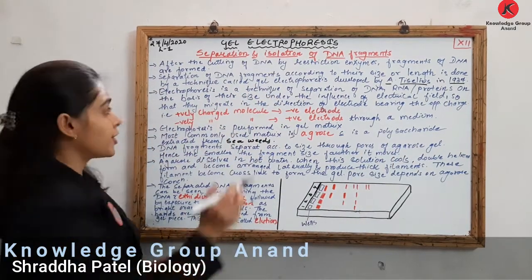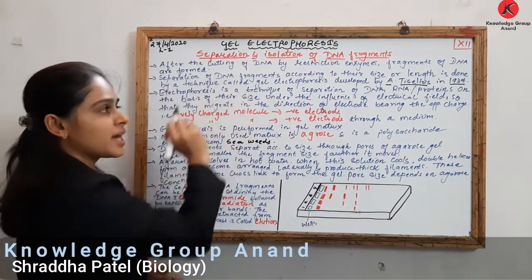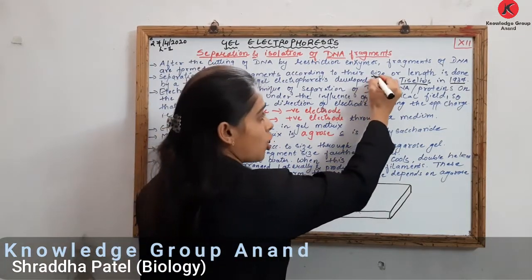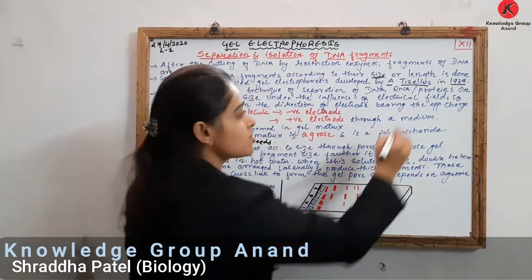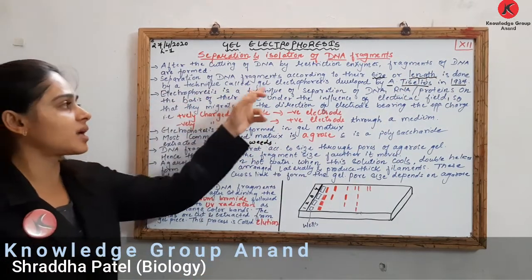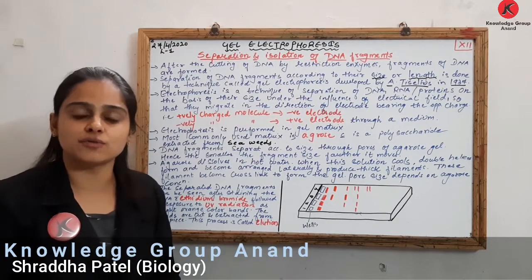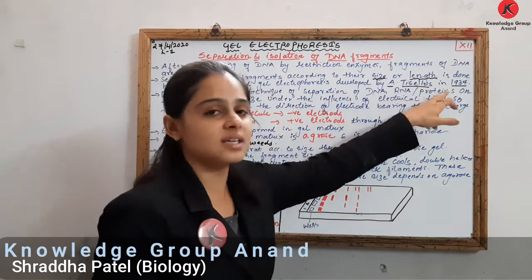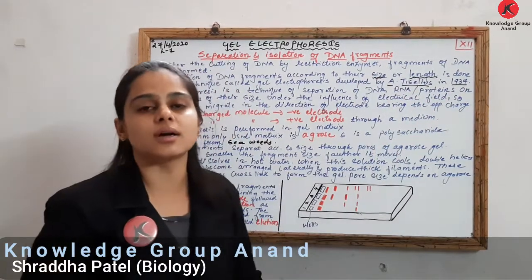So look at what I have written. Separation of DNA fragments according to size or length, the most important thing here, is done by a technique called gel electrophoresis. Who developed this technique? A. Tiselius in the year 1937.